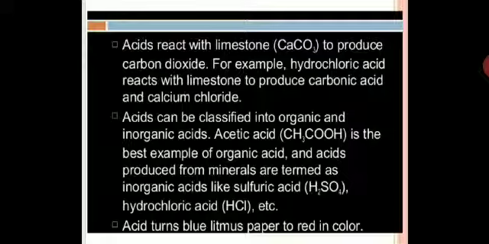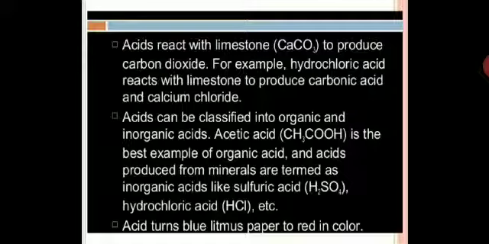Acid can be classified into organic and inorganic. So organic acid is obtained from plants and animals, from living organisms, and is called an organic acid, and acids which we obtain from minerals or from rocks are called inorganic acid.